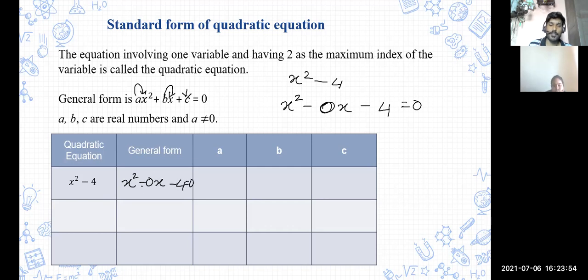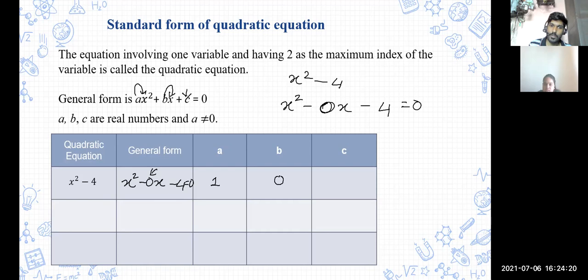Now from here, what is A? As I said, A is the coefficient of x square. What is the coefficient of x square? 1. Yes, 1. What is the coefficient of x? Here 0 is there. Here we have written 0.